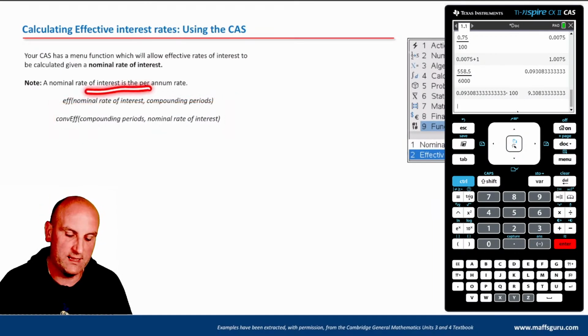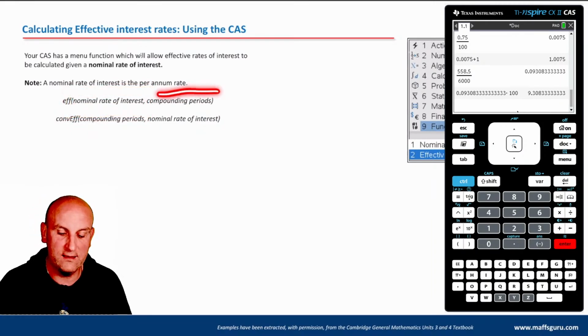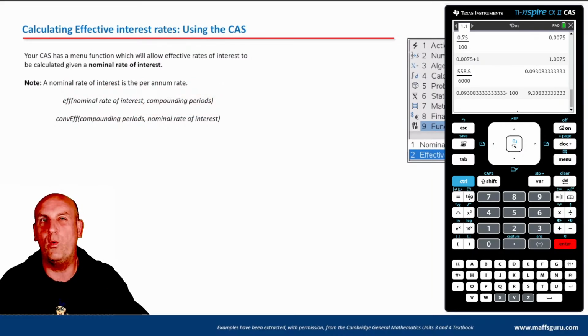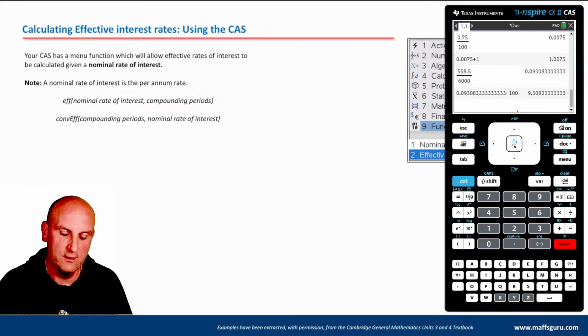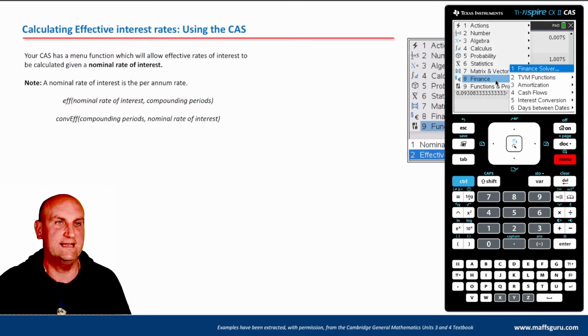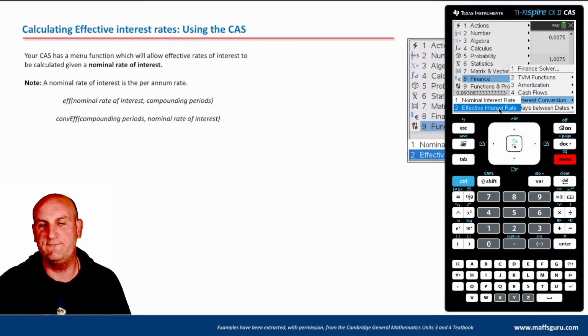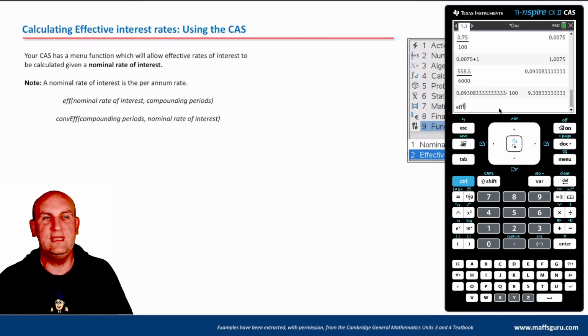For the TI Inspire, you put your nominal rate of interest, your annual rate of interest first, then the number of compounding periods, how often the interest is paid. For your ClassPad, you actually do it backwards. So if I'm doing this here, I'm going to go menu, finance, interest conversions, and then nominal and effective. So I'm going to hit on effective.